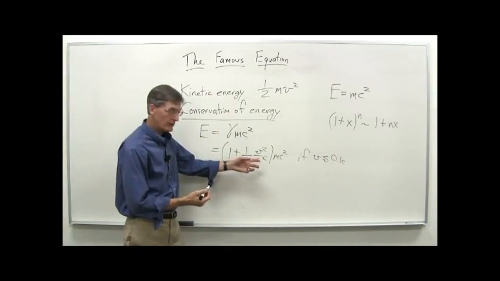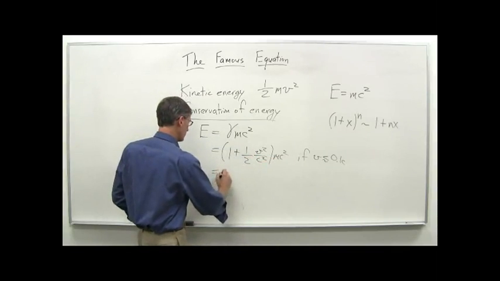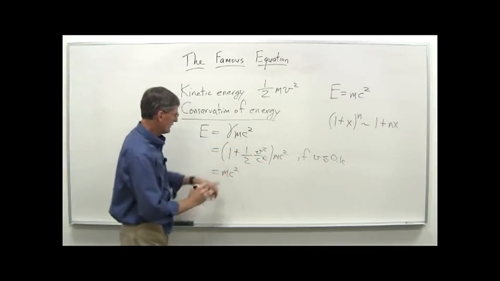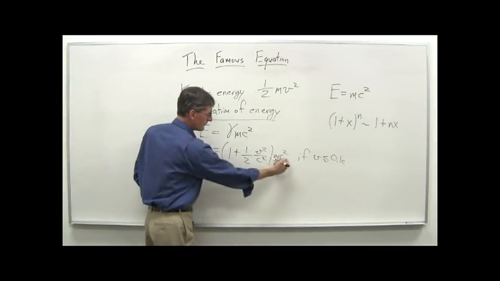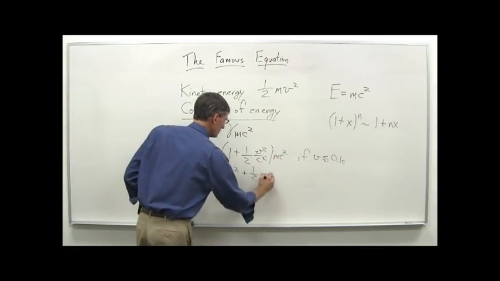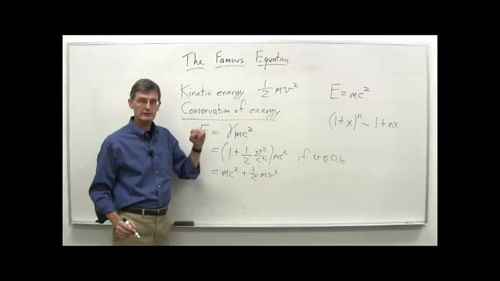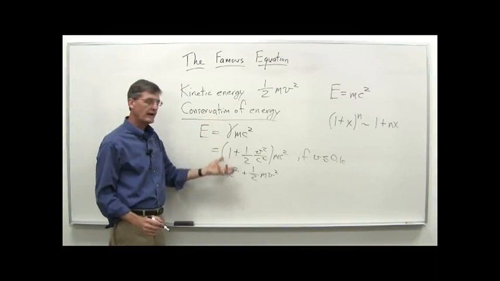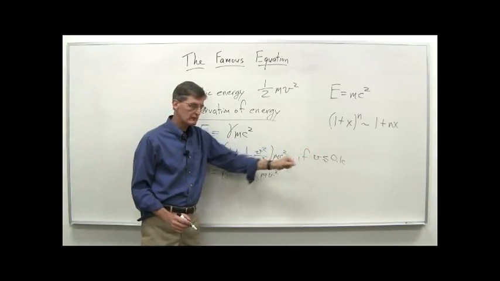But let's look at this a minute. Look at what we've got here. 1 times mc squared, that's just mc squared. Then I've got 1/2 v squared over c squared times mc squared. Well, the c squareds here cancel, and I'm left with plus 1/2 mv squared. That is kinetic energy. So that falls right out of this general formula in the low velocity limit.